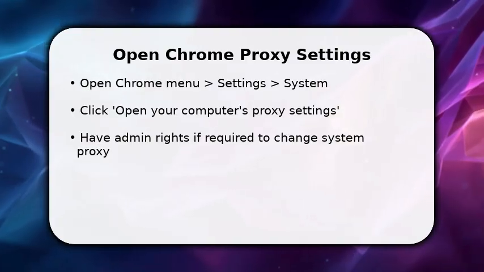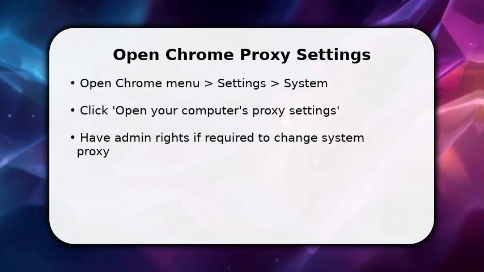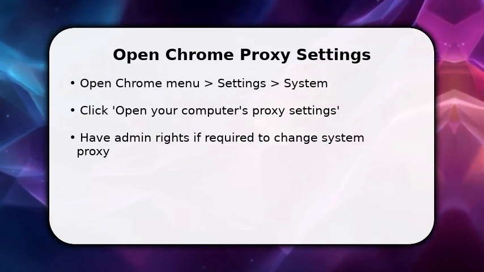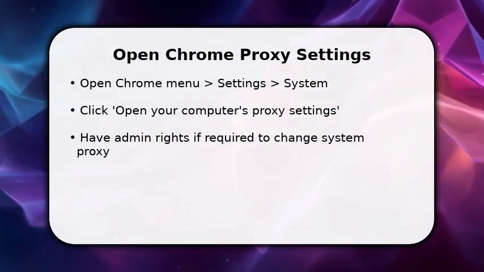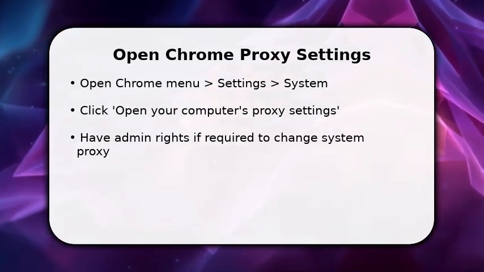You start in Chrome, open the three-dot menu and choose Settings, then navigate to System. Once there, click Open your computer's proxy settings. This hands control to the OS-level proxy panel. You need admin rights for persistent changes, so if prompted, authenticate.